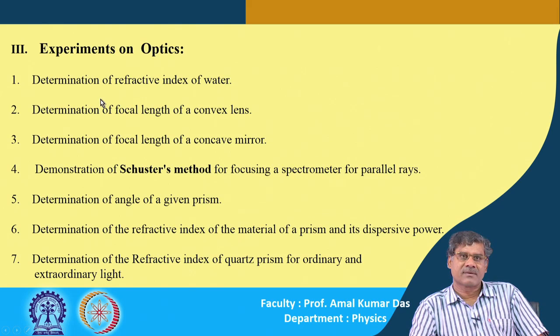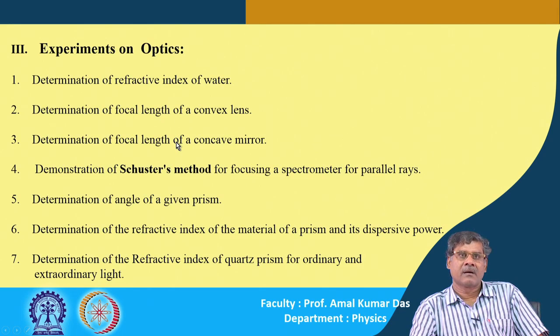One experiment, here I have given number 1, is the determination of the refractive index of water. How to determine the refractive index of water, that we will demonstrate in our laboratory. First I will discuss the principle of this experiment, and then I will show the experimental setup, and then how to perform the experiment, how to analyze the data, and how to get the result. In this case, the result is the refractive index of water.